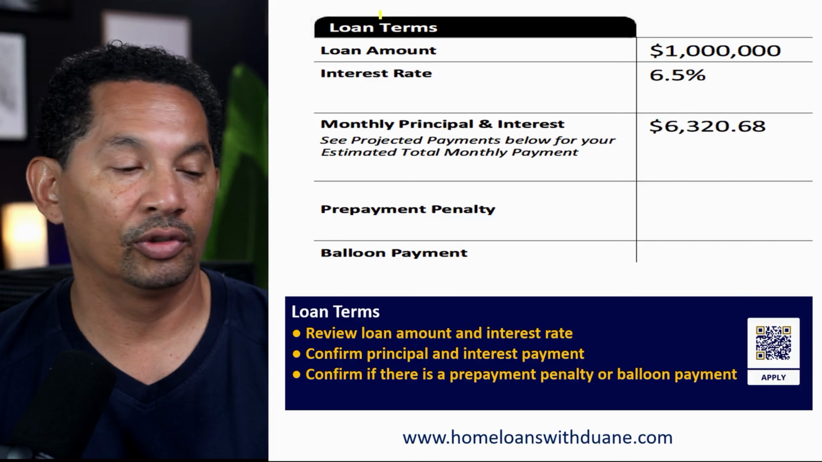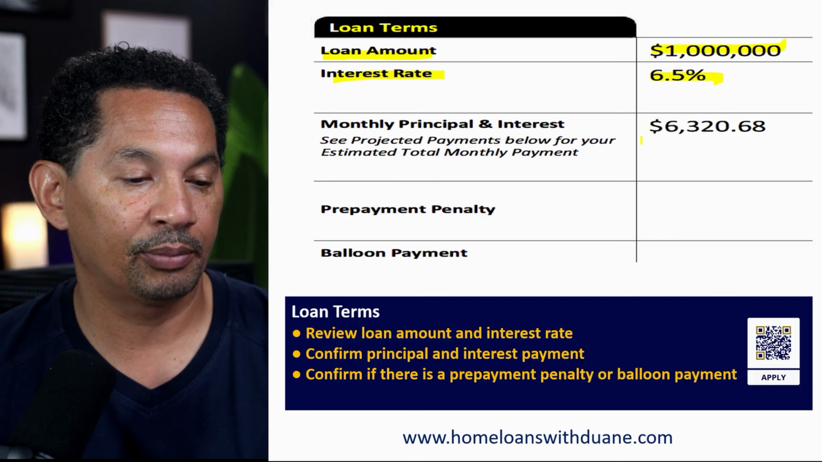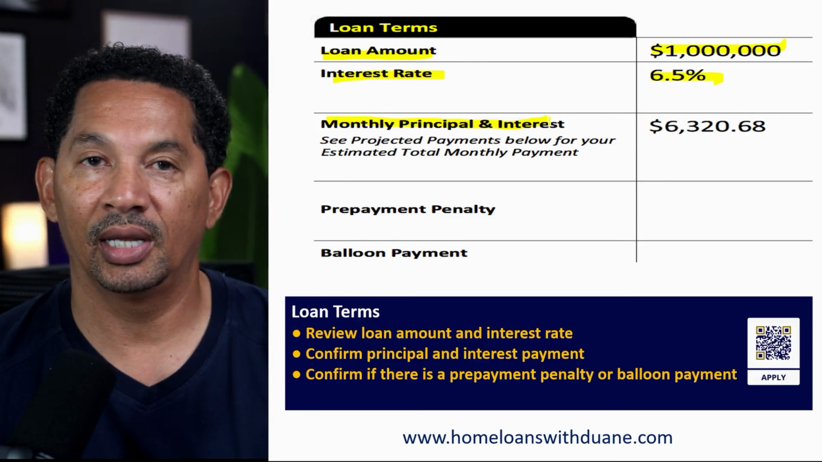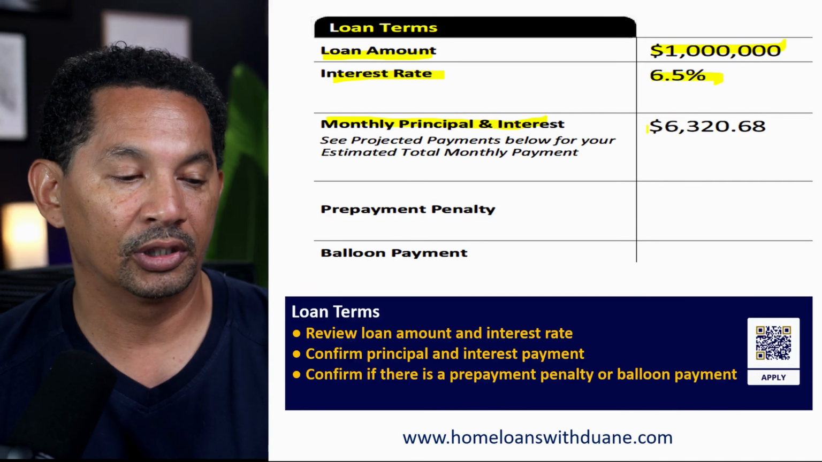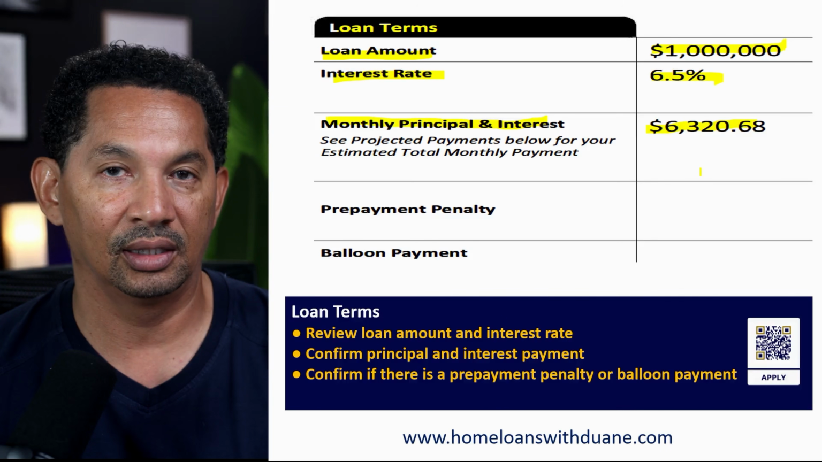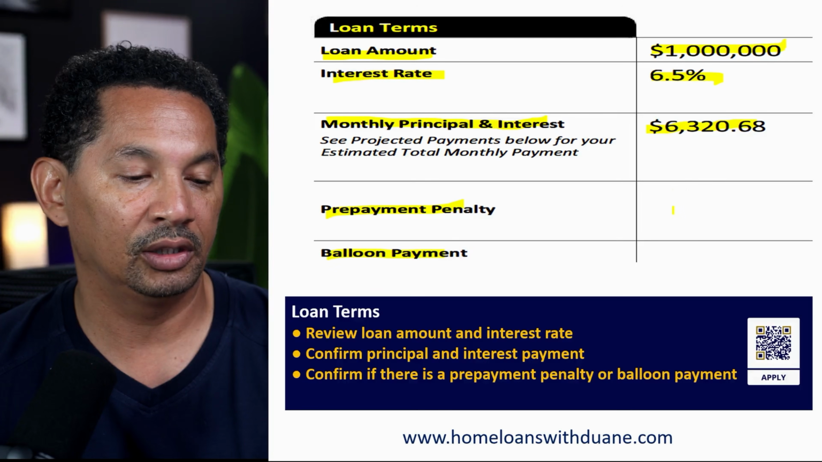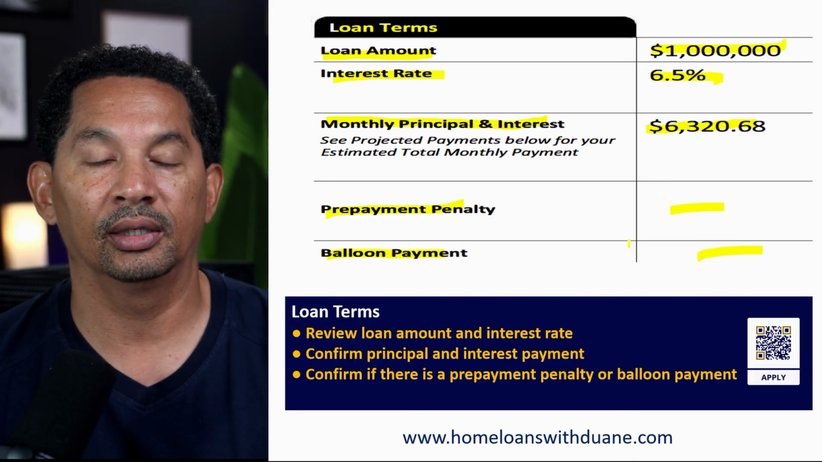All right, so let's go over the loan terms here. So your loan amount is $1 million. Then you have your interest rate of 6.5%. And then this is your monthly principal and interest payment, not taxes and insurance. Your principal and interest is $6,320.68. And again, if there was a prepayment penalty or a balloon payment, that information would be disclosed right here.